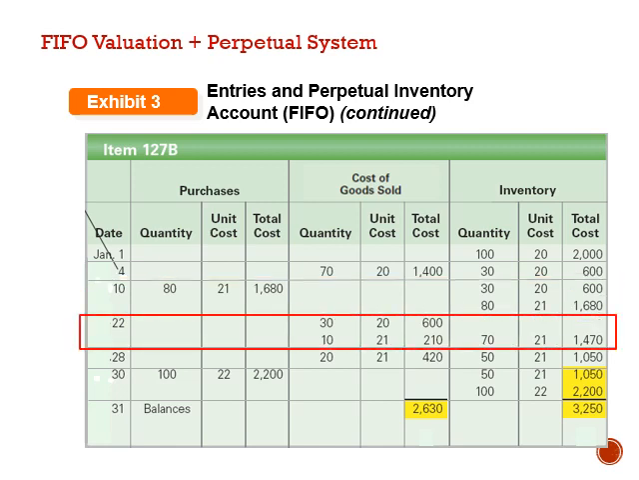On 22nd of January, there is another sale of 40 units. Since we use FIFO, we will sell the earlier batch first, but it is not enough. So we will take from the second batch to complete the sale. So 30 from the old batch at $20 and 10 from the new one at $21 per unit. At the end of the day, we have a balance of 70 units at $21 from the second batch at a total cost of $1,470.